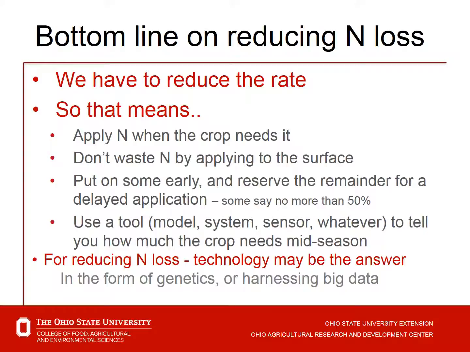in a better way. And so, generally speaking, we're going to have to reduce the nitrogen rate, but at the same time, we need to find that tool that helps us produce our best crop with that lower nitrogen rate.